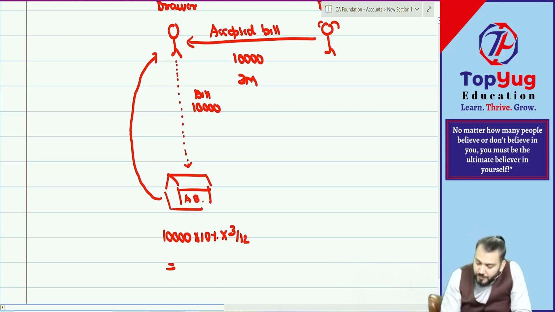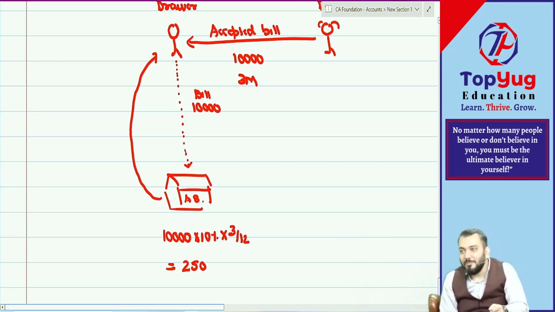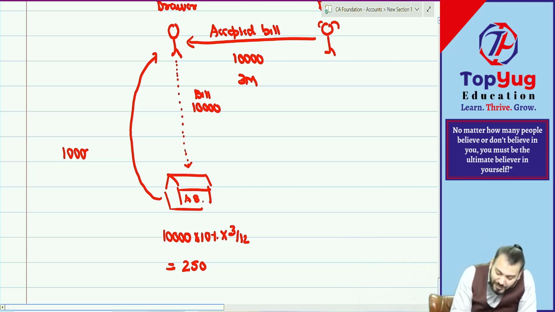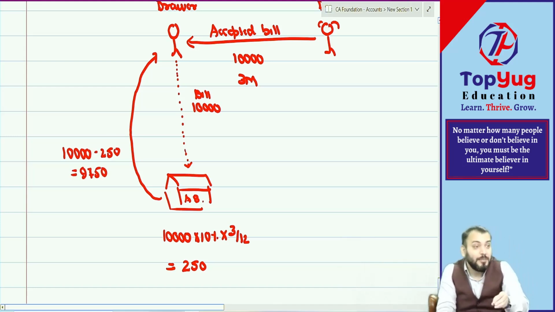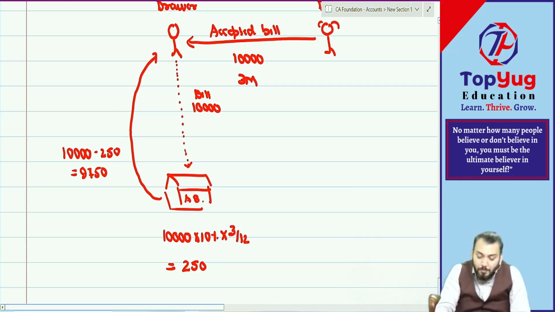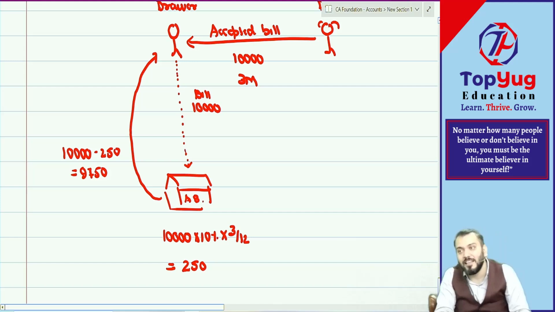How much? 10% of 10,000 is 1,000, 3 by 12, so 250. Correct. It means the bank will deduct this amount out of 10,000 and remit 10,000 minus 250, that is 9750, immediately to Ram. So Ram received 9750. He can use this money for the purpose he required it and he will become happy. The bank will collect 10,000 on maturity date. So the bank is also happy. It actually earned an income of 250 for 3 months. 10% return is a good return.